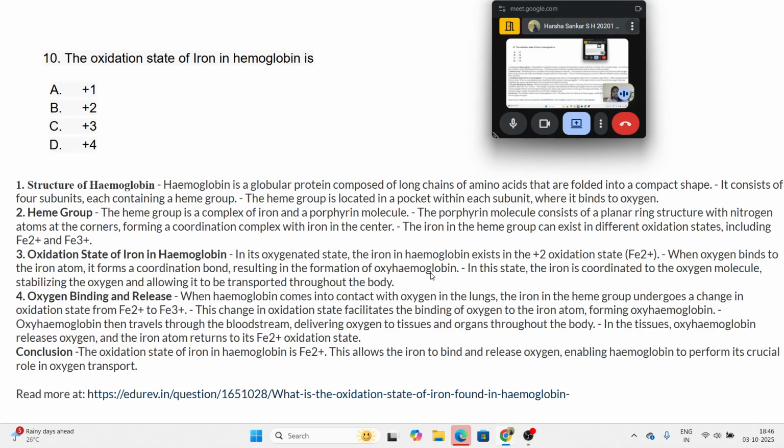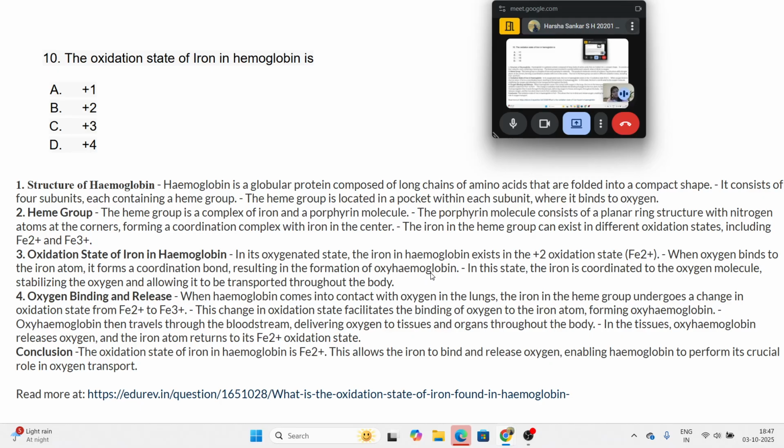Oxygen binding and release. When hemoglobin comes into contact with oxygen in the lungs, the iron in the heme group undergoes a change in oxidation state from Fe2+ to Fe3+. So this only happens when hemoglobin comes in contact with oxygen in the lungs.